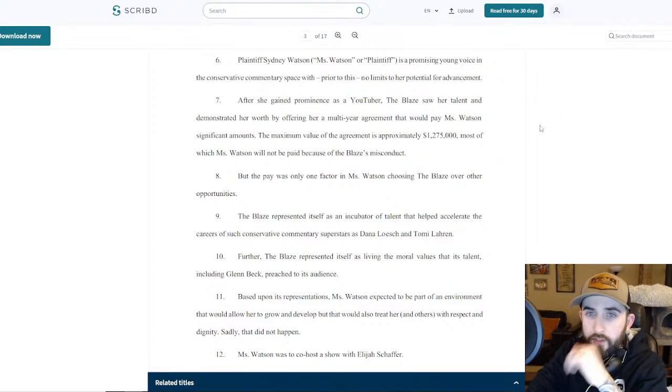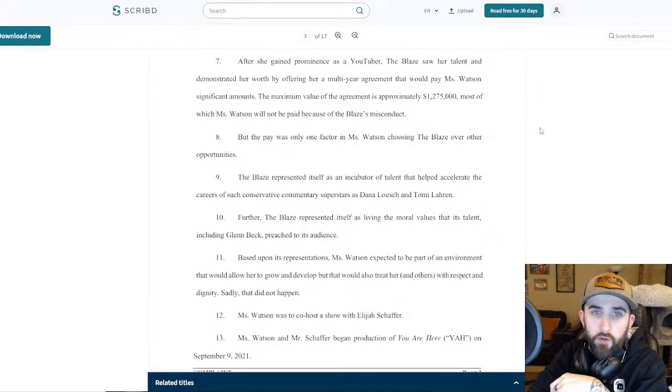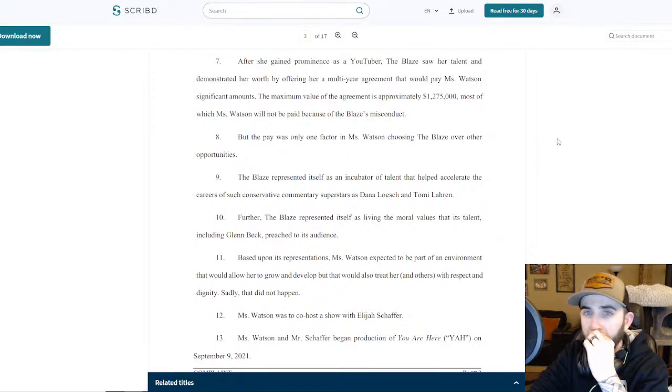After she gained prominence as a YouTuber, the Blaze saw her talent and demonstrated her worth by offering her a multi-year agreement that would pay Miss Watson significant amounts. The maximum value of the agreement is approximately $1.275 million, most of which Miss Watson will not be paid because of the Blaze's misconduct.